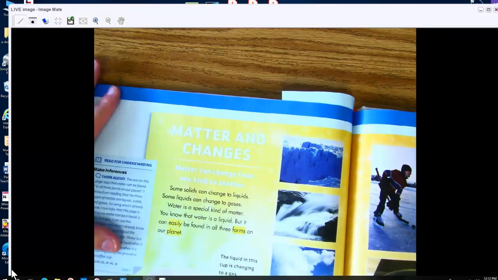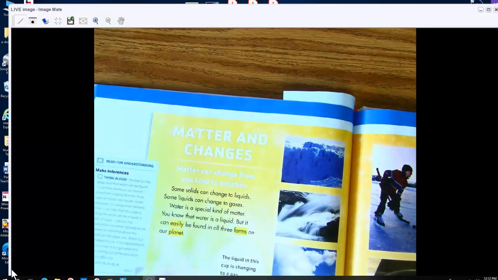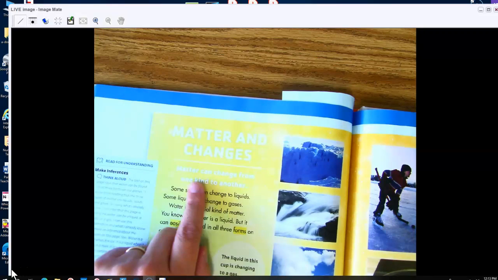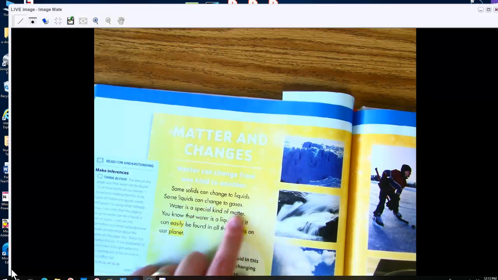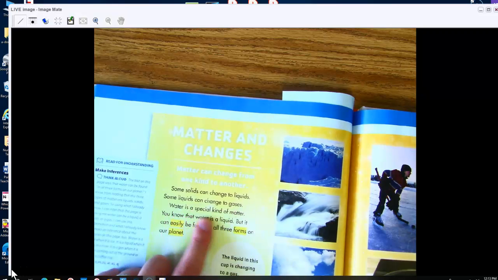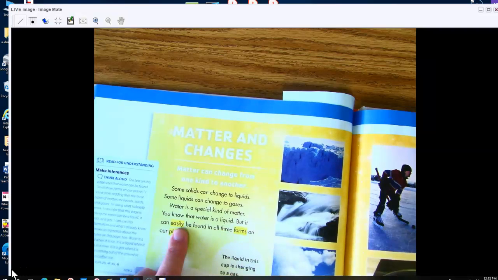Matter and changes. We're just going to read the rest of it right now. Matter can change from one kind to another. Some solids can change to liquids. Some liquids can change to gases. Water is a special kind of matter. You know that water is a liquid, but it can easily be found in all three forms on our planet. The liquid in this cup is changing to a gas in the steam.